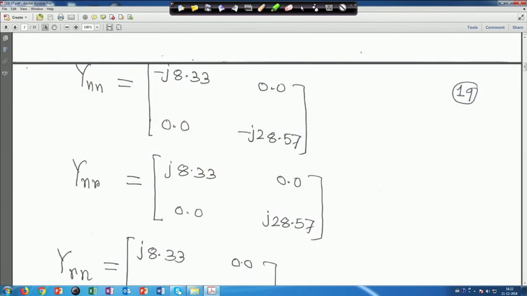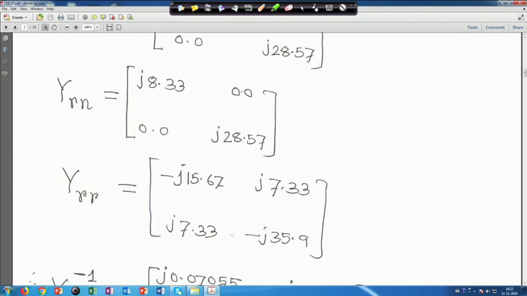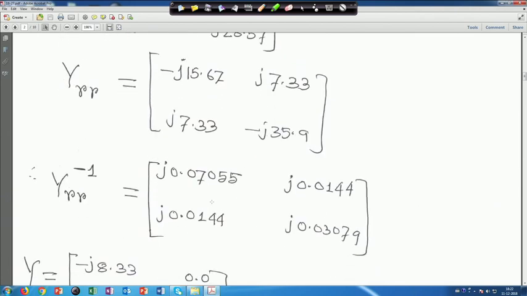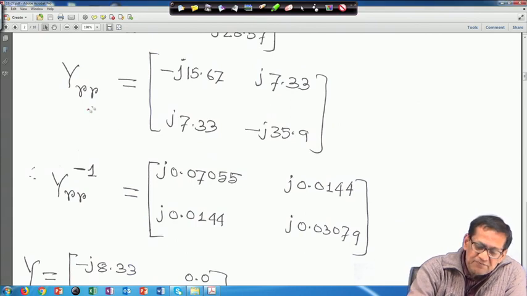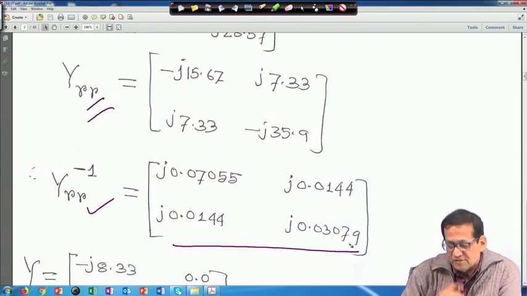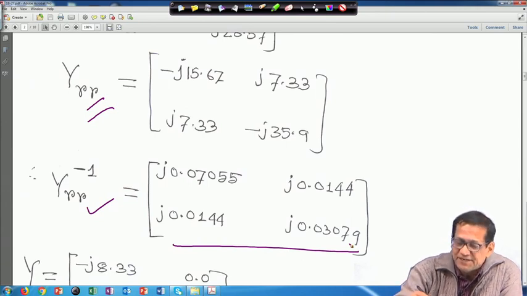So, we will substitute all of these. I told you YNN, YNR, YRN, YRR. This is YNN, this is YNR, this is YRN and this is YRR, right, and if you invert this YRR matrix, then it will be like this. It is a 2 into 2 matrix, you can easily invert it. You take j common, simply invert that one, and multiply by j again, right.